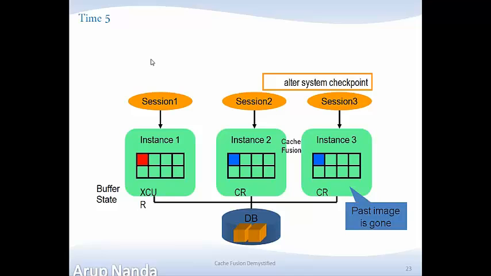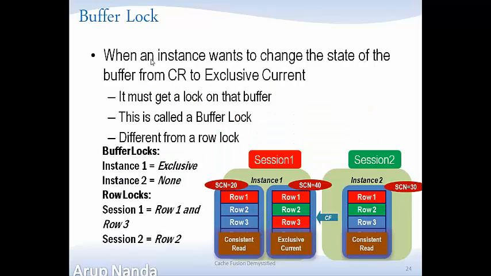And when you do the system checkpoint, the PI copy is gone and is converted into a CR copy. So this is how Oracle does this information back and forth. And Oracle uses a locking mechanism to identify which block can or cannot be exclusive current. That is called a buffer lock.